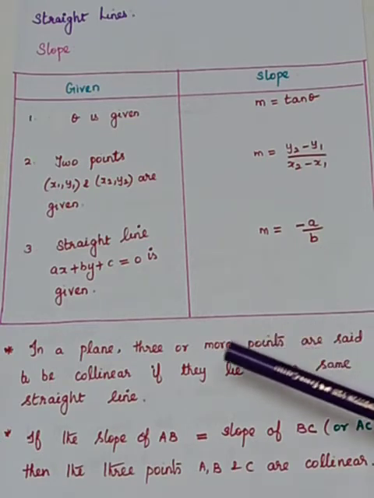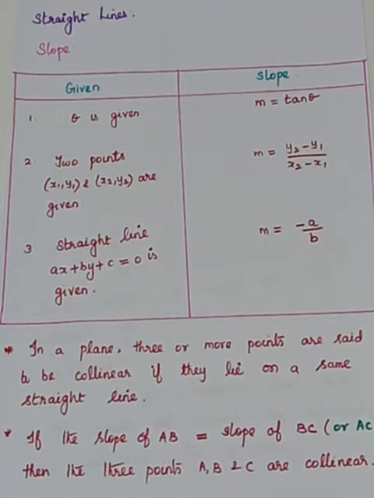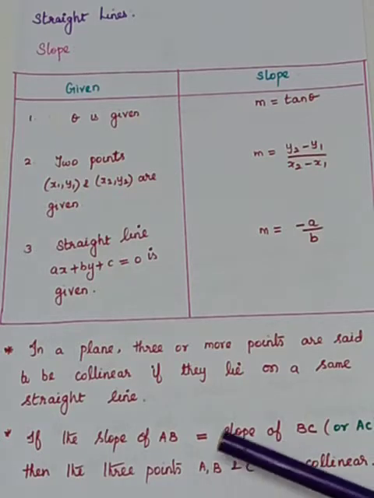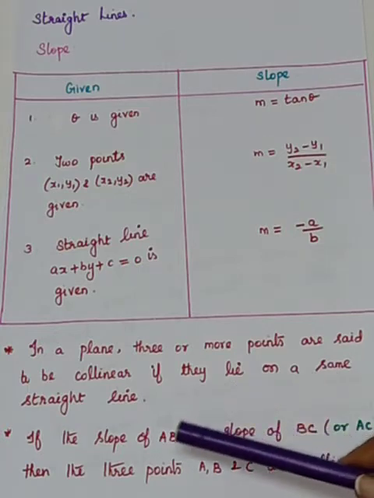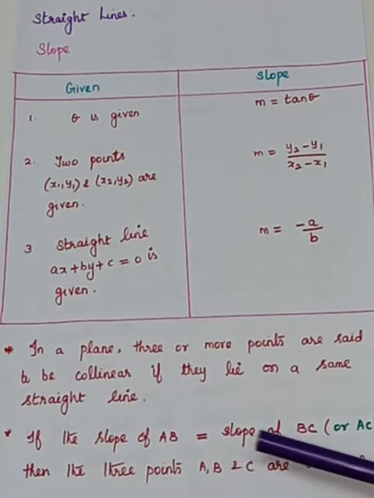Okay, so in the plane, 3 or more points are said to be collinear if they lie on the same straight line. Here I have taken 3 points A, B, C. If they are collinear, the slope of AB is equal to the slope of BC, or the slope of AC. If the slopes are equal, we can say the 3 points are collinear.